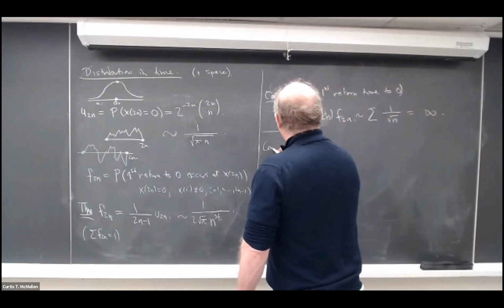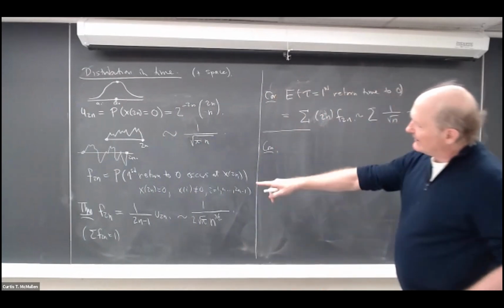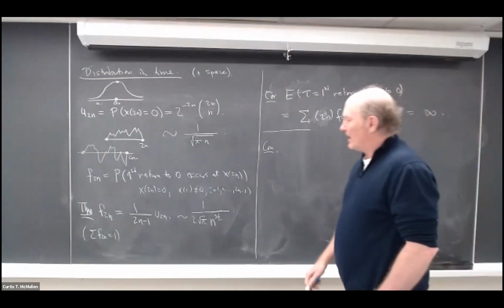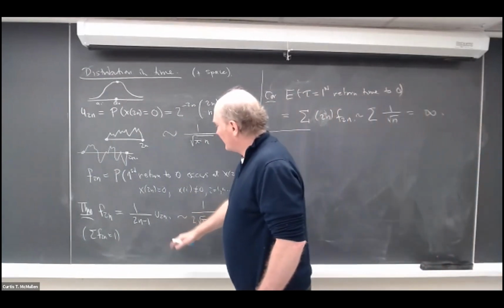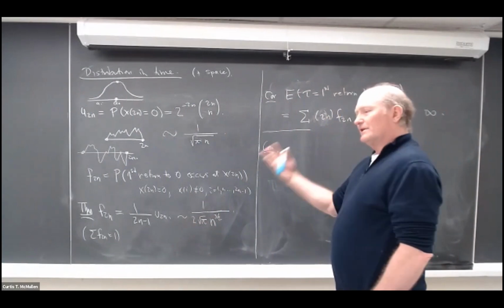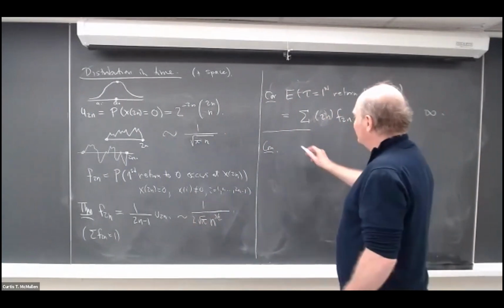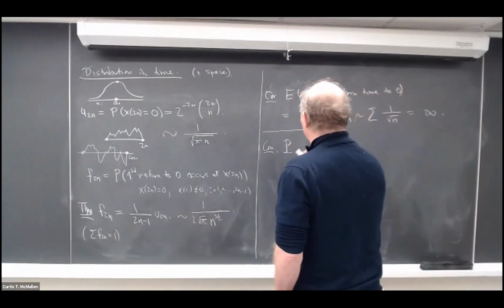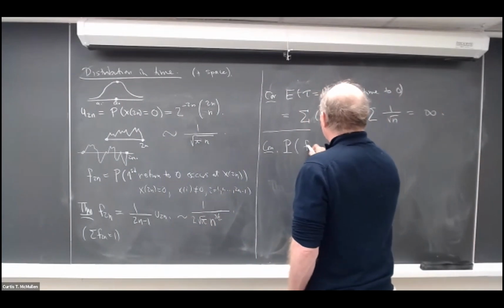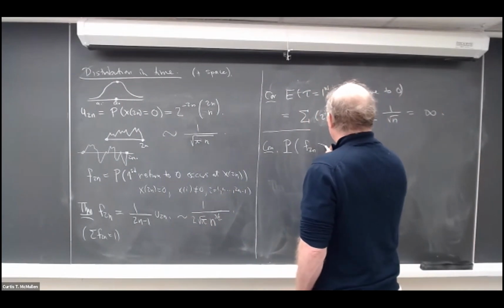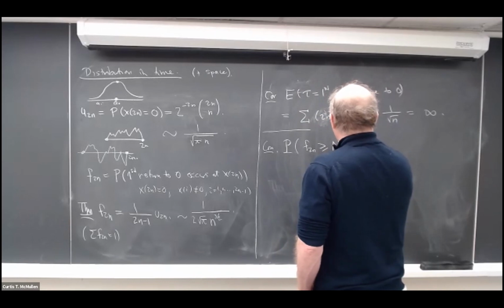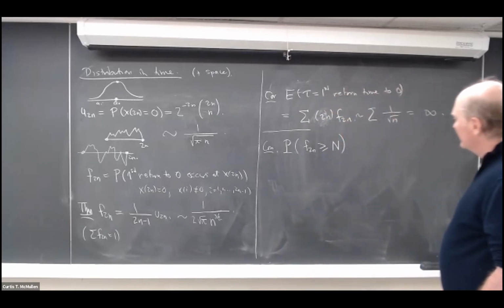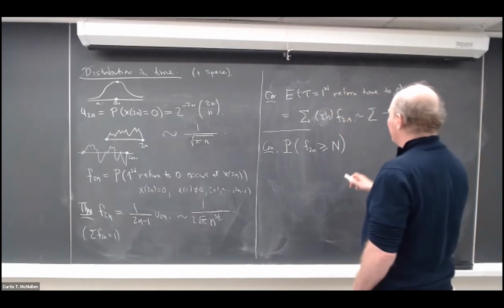Now let's also make a back of the envelope calculation of the probability that when we take a random walk, the first return to the origin occurs later than some fixed time capital N. So the probability that tau is greater than or equal to some integer capital N. So it takes quite a long time to come back.